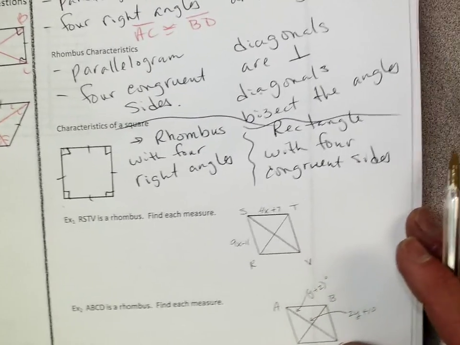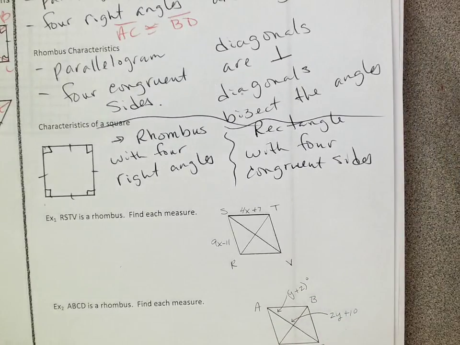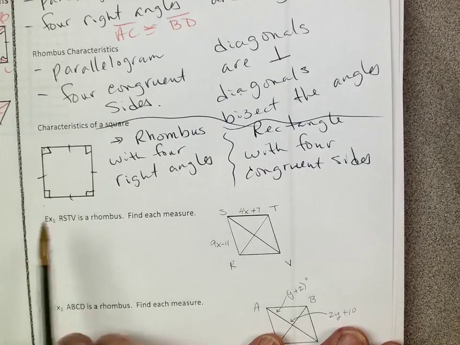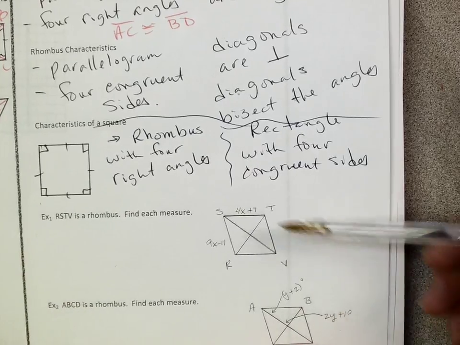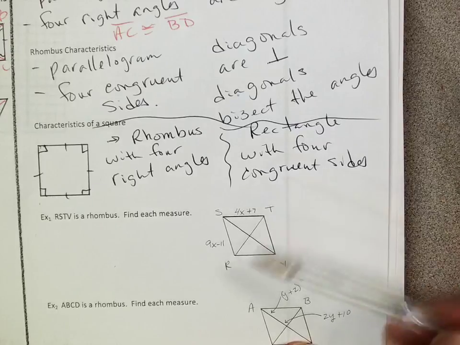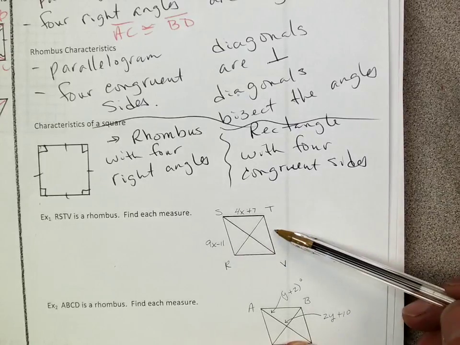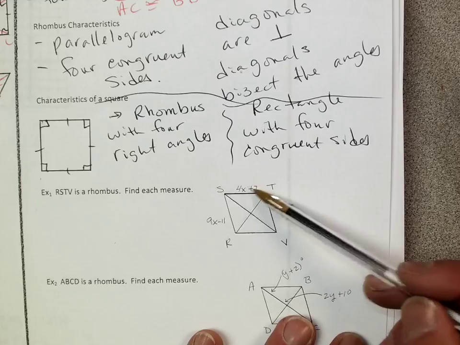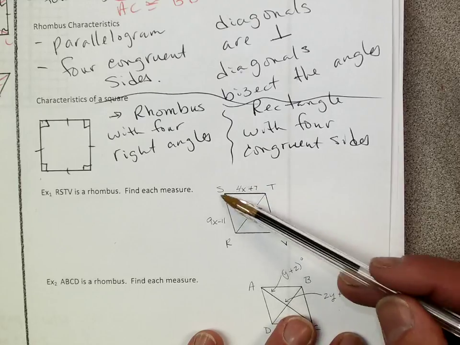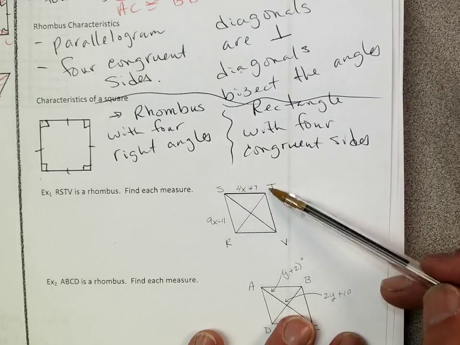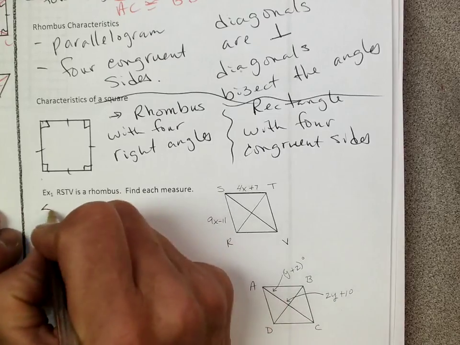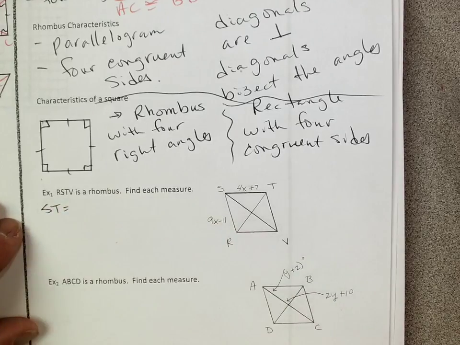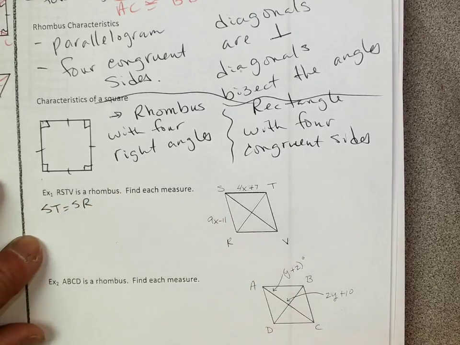Okay, so those are all our definitions and our characteristics. Let's go ahead and do some things with this, okay? Right off the bat, number 1, it's a rhombus. So yeah, opposite sides are equal, but then every side's equal, right? So let's just set ST equal to SR. ST's got to be equal to SR. So I know ST is equal to SR. I know that because it's a rhombus.